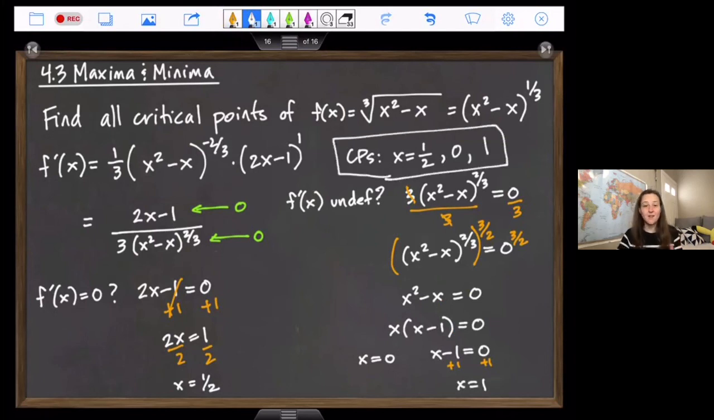So this function had a lot of critical points all kind of crammed together there in between 0 and 1. Now that we know how to find critical points, we'll be able to test all those critical points to see if they might be the absolute max or the absolute min of a function. We'll do that when we meet together in Zoom.